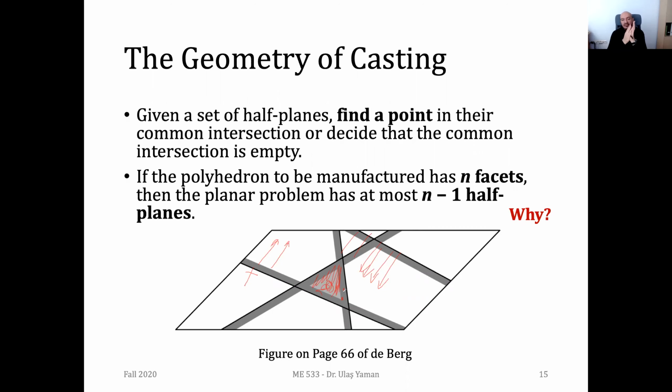We don't consider the top facet since it's always open there, and we don't have any inequality for the given top facet. We can only write inequalities for the ordinary faces which are inside the mold. So that's why simply we have n minus 1 half planes.